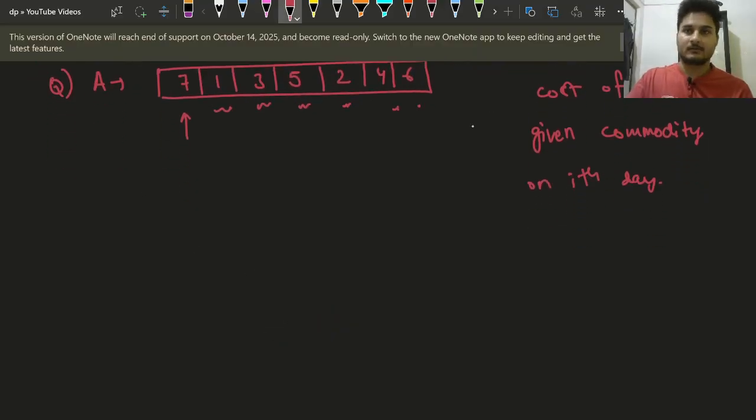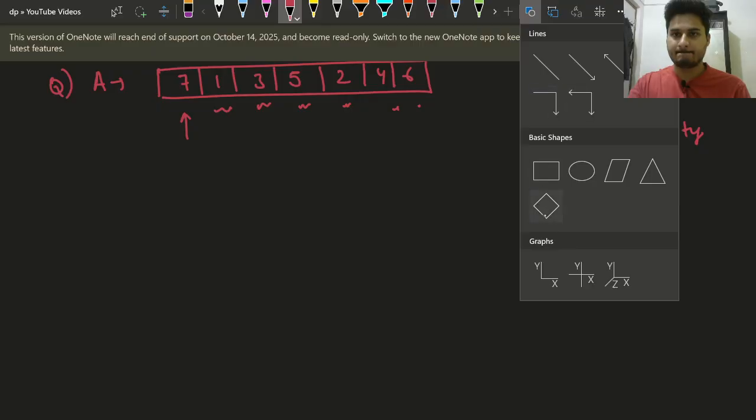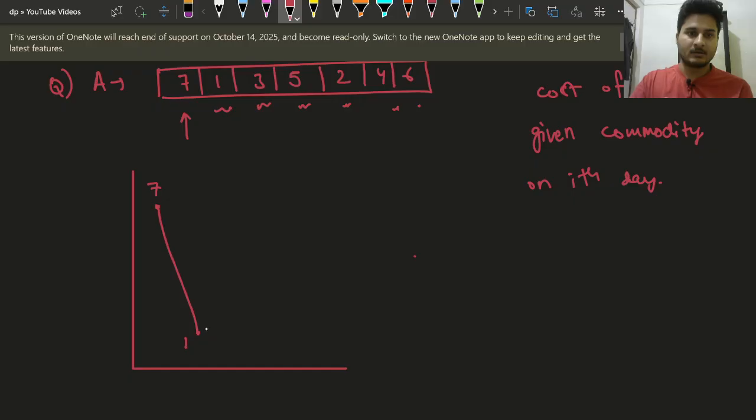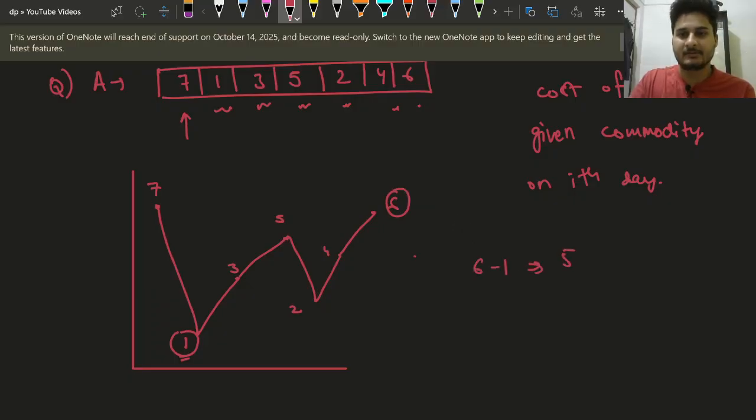So what we can do now is, let's try and plot these prices on a graph. So your price on the first day was 7, now it goes down to 1, now it goes to 3, then to 5, then to 2, then to 4, and then to 6. So if we see carefully, we can buy at 1 and then sell at 6, and your answer is going to be 5 here.